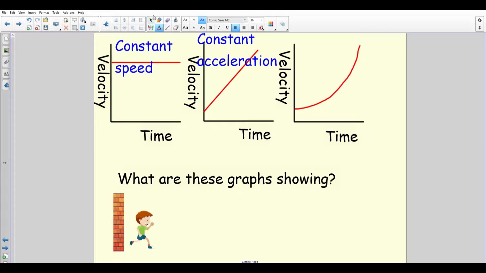And again, like on the distance time graphs, the steeper, the faster. So steep, really like accelerating really quickly. Lower, accelerating at a very low rate. So on this, the acceleration is increasing.